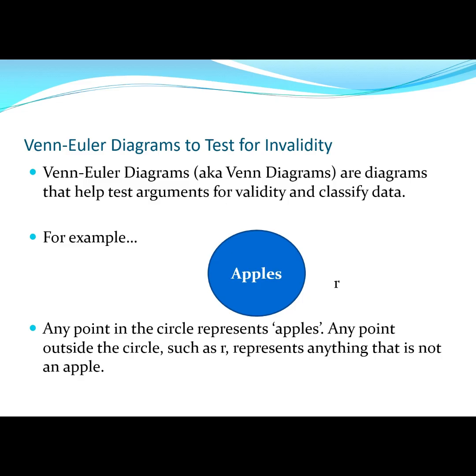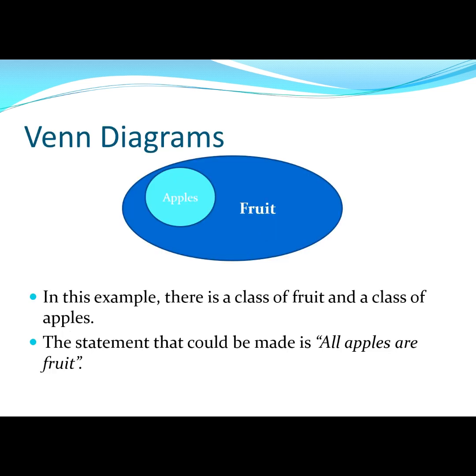Venn diagrams are diagrams that help test arguments for validity and to classify data. For example, here any point in the circle represents apples. So any type of apple would be within this circle. And then any point outside the circle, such as R, represents anything that is not an apple. So we have apple, we have not an apple. All right, let's go to the next one.